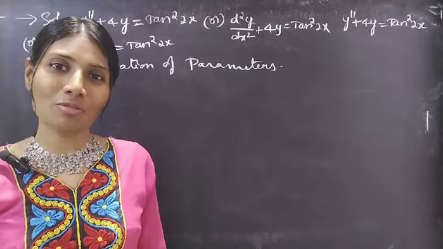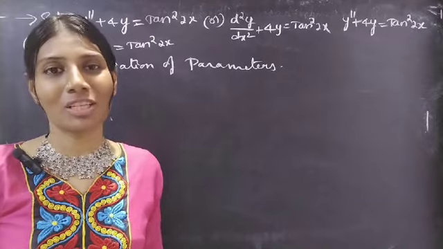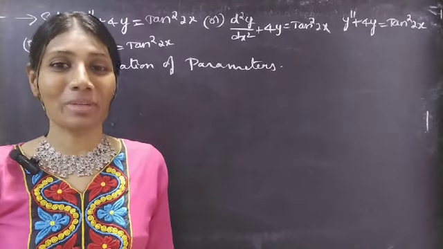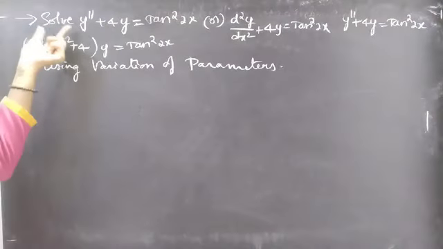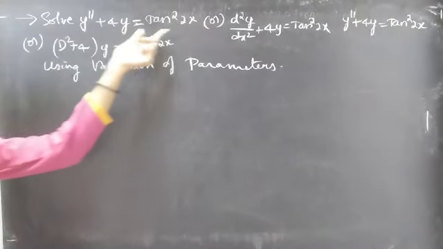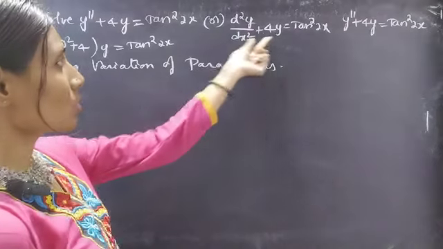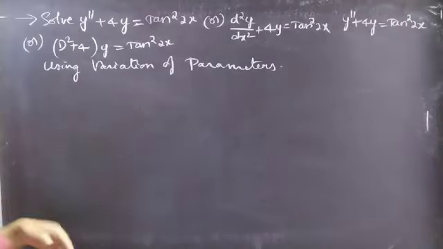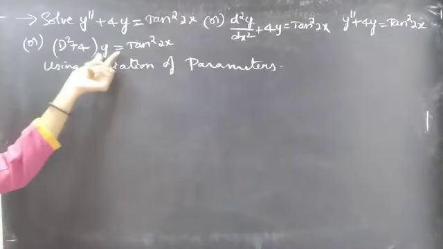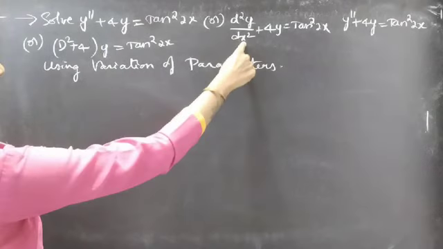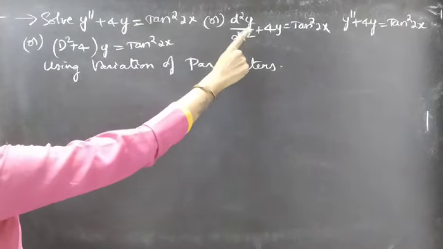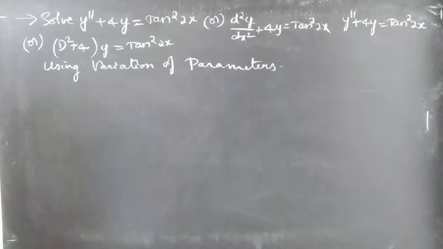In this video, we are going to solve a differential equation using variation of parameters method, part 2. Solve y double dash plus 4y equal to tan square 2x, or d square y by dx square plus 4y equal to tan square 2x, or d square plus 4 into y equal to tan square 2x, using variation of parameters method. So here y double dash is nothing but the second derivative of y with respect to x, which is nothing but d square y by dx square, right?